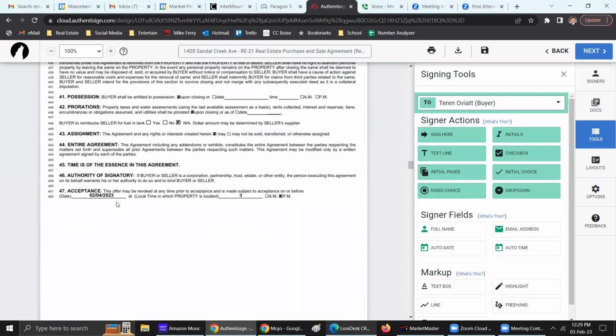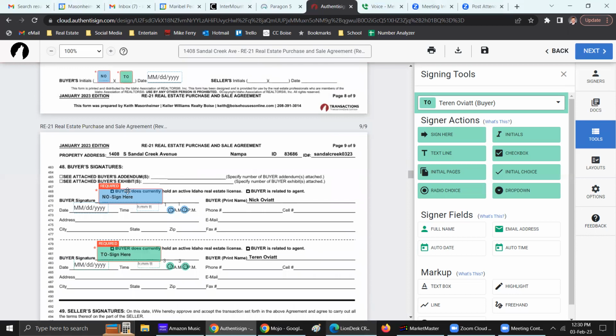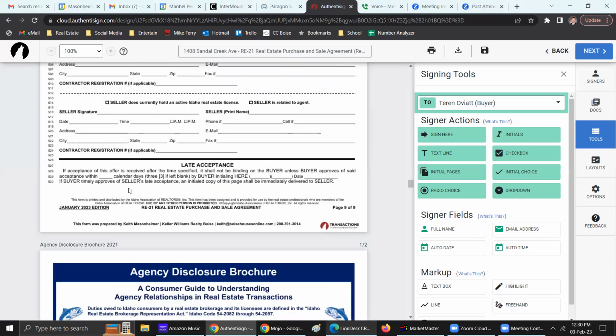That's basically it. So we're saying we've given them until tomorrow at 3 p.m. to respond, either accepting the offer or countering our offer. So that gives them a time frame, and then basically signatures there.